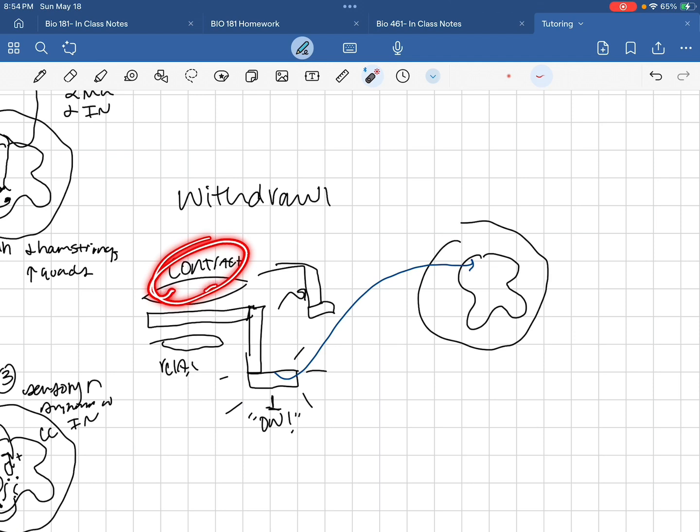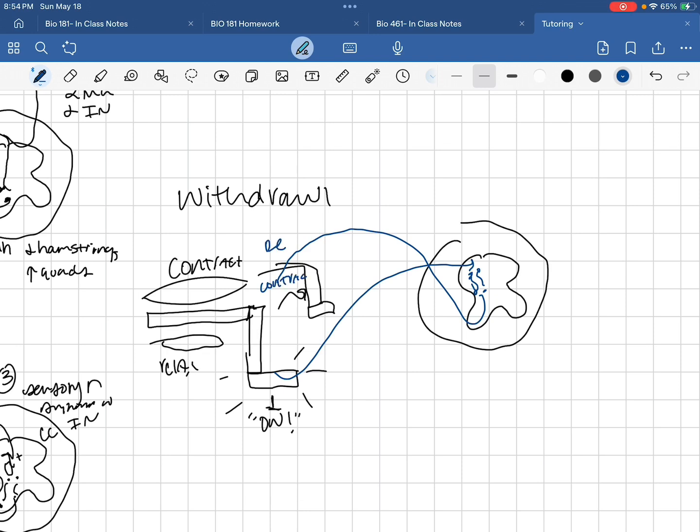so once this one's done contracting, this one over here is going to contract, but for now it's relaxing. So we're still going to have the same process. We go here, we synapse with the interneurons, and then we have these little guys right here, and then we're going over to the other leg down here, and we'll be contracting here and relaxing here.